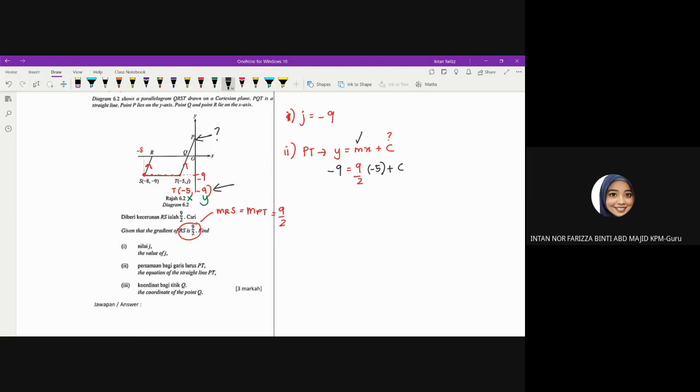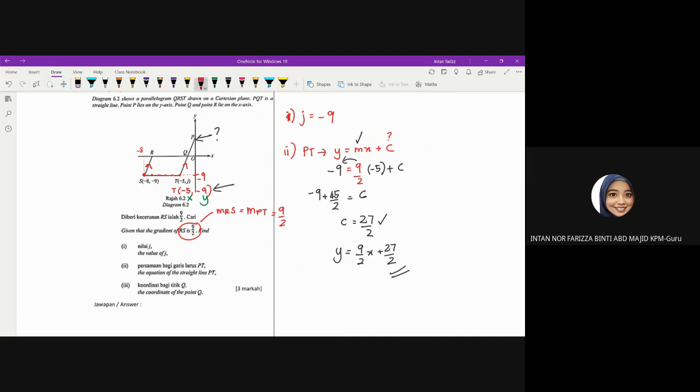Okay, just press the calculator. Tak payah pening-pening kepala. Okay, so bring it over to this side. We have negative 9 plus 45 over 2 equals to C. Ni press calculator. So C equals to 27 over 2. Now I have my M already, which is 9 over 2. I have my C. So put everything into the equation. So Y equals to M is 9 over 2, X plus C is 27 over 2. Okay, so this is the answer for question number 2.